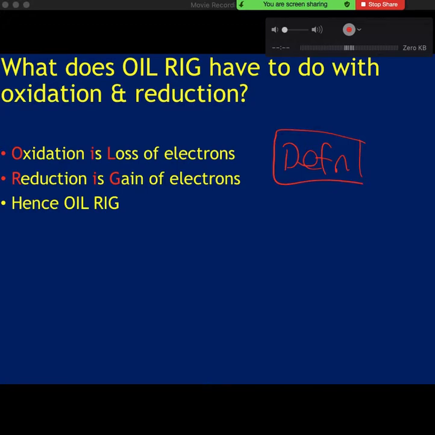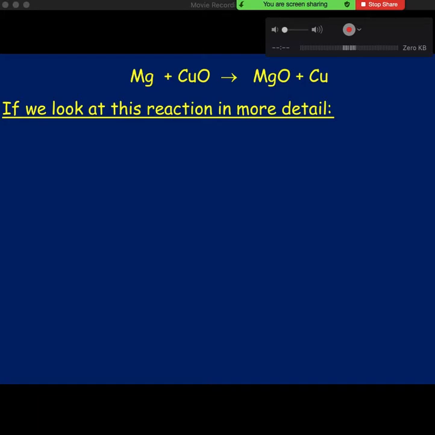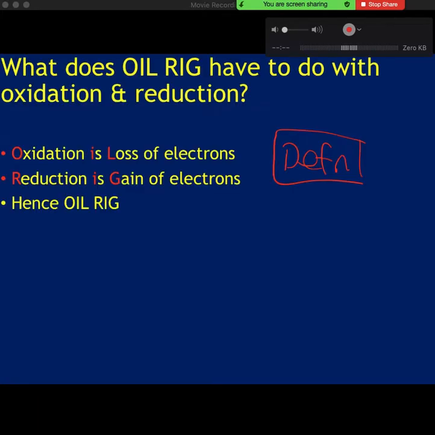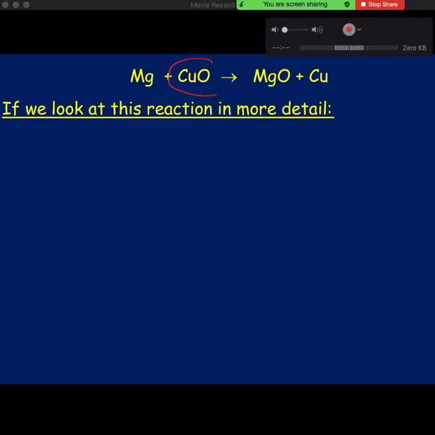So if you're happy, yes, nobody's screaming. All right, we're going to look at this reaction in a little bit more detail, and the way we're going to look at it is we're going to turn these into their ions. If I'm going to separate copper and oxygen into their ions, what charge am I going to give them from that formula?